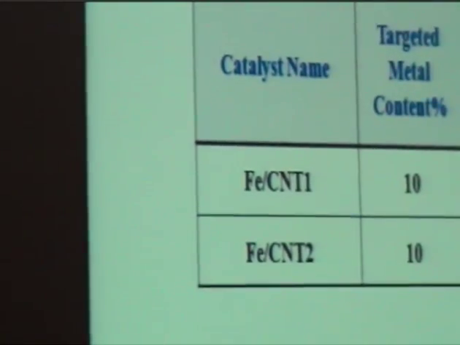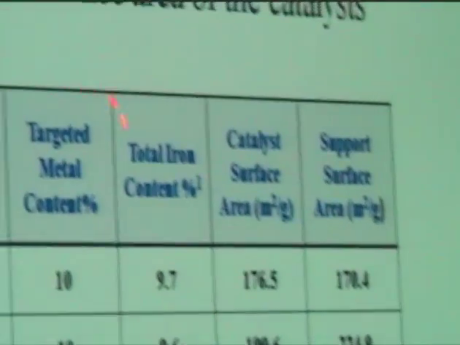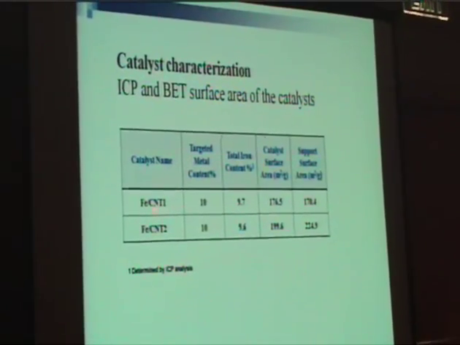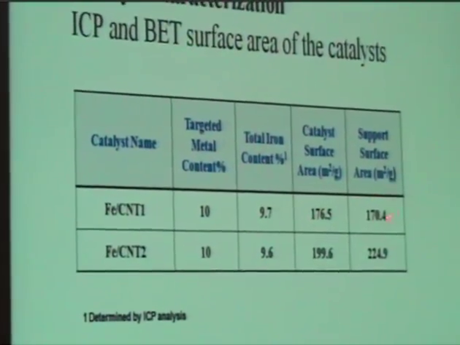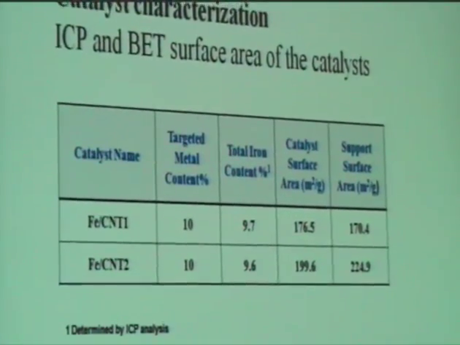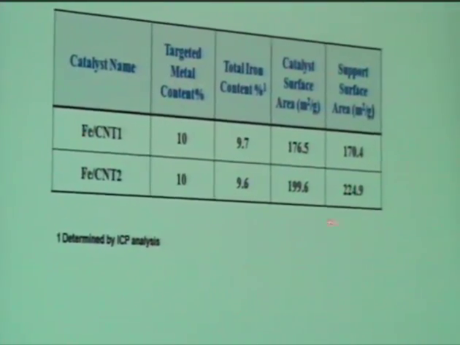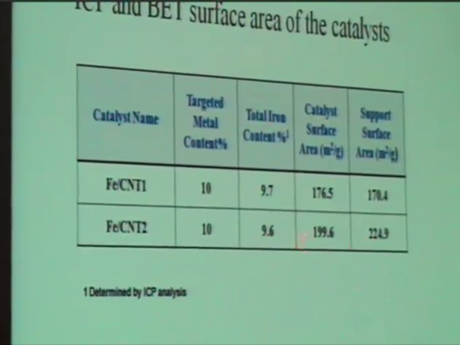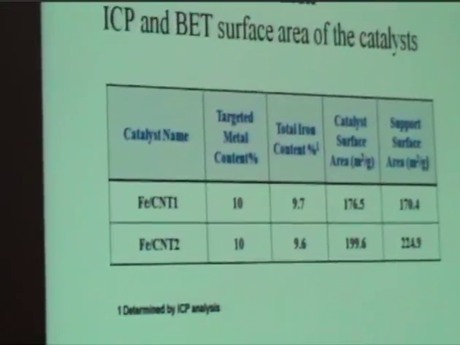Of course, we have done BET analysis on our catalyst, and also ICP. ICP shows that we are close to our target metal content. In the case of CNT1, where metal particles are doped on the exterior surface, there is not much change in the surface area because there is no pore blockage. But in the case of CNT2, where the metal particles are inside the nanotubes, we can see a decrease in the BET surface area.